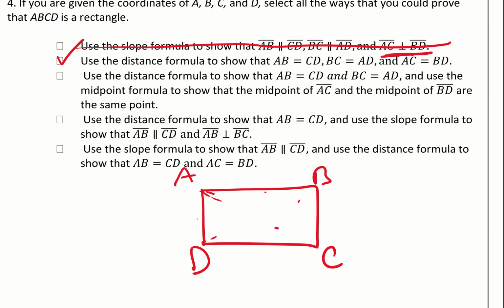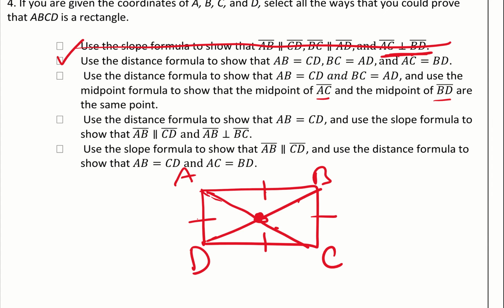Okay, so now use the distance formula to show that AB is equal to CD, BC is equal to AD, and use the midpoint formula to show that the midpoint of AC and the midpoint of BD are the same point. So basically showing that the midpoint is the same point.